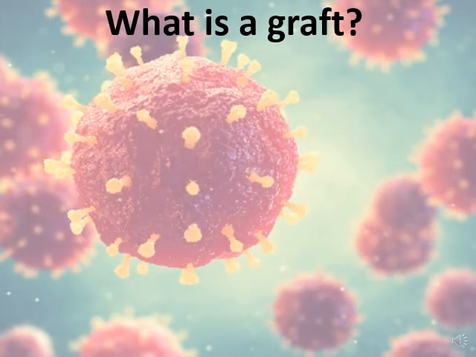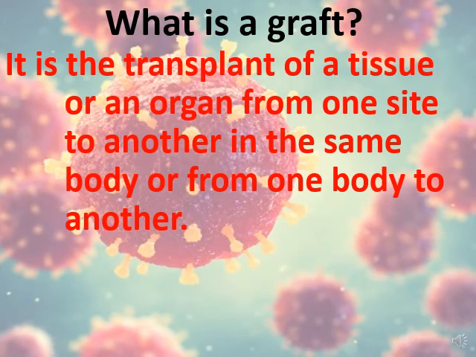Now let's move to an idea about grafting. What is a graft? A graft is a transplant of a tissue or an organ from one side to another in the same body or from one body to another. You know that some people can donate a kidney, for example, or a lung, or, let's say, an eye. So this is called grafting. Grafting is a transplant of a tissue or an organ from one side to another.